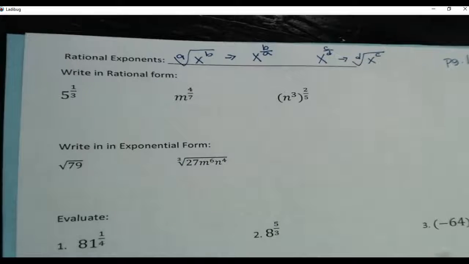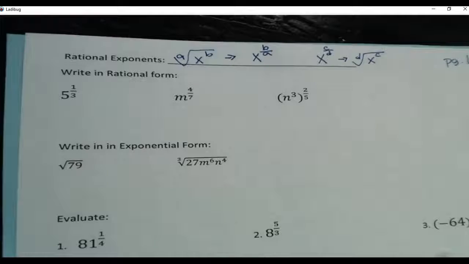So with rational exponents, all of the exponent rules that we did yesterday still apply. If you're multiplying, you still add. If you're dividing, you're still subtracting. If it's power to power, you still multiply. Okay, so all those rules are the same. The only difference is today we're going to have fractions.